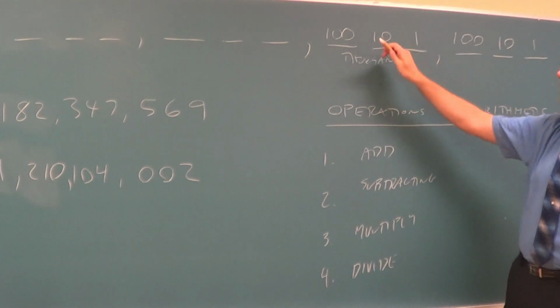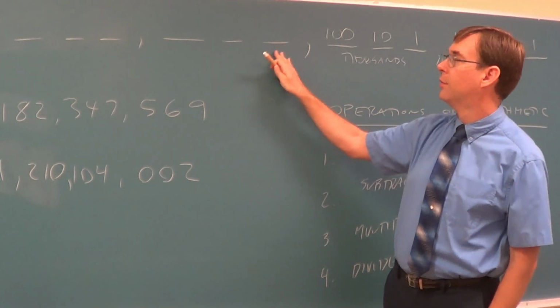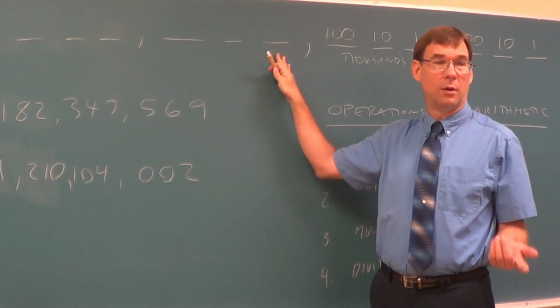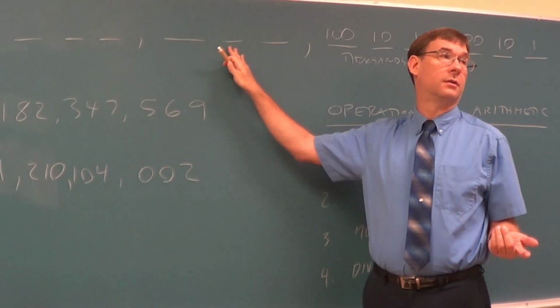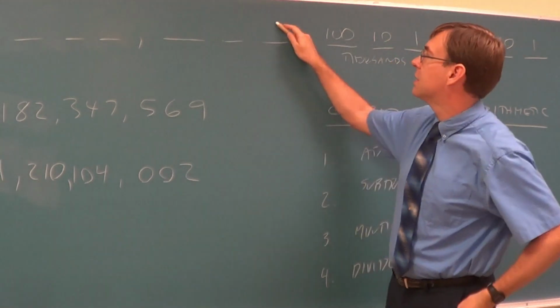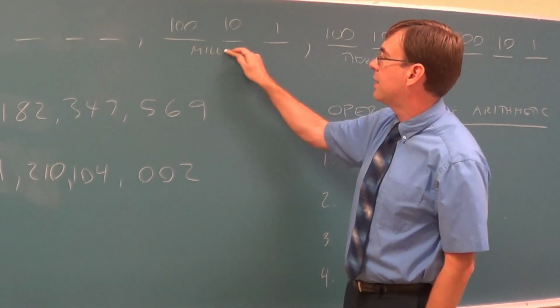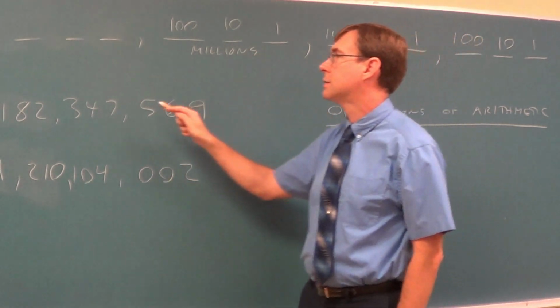So ones, tens, hundreds, but that's the thousands family. When we get up into the next group, who is this? 1 million, then there's 10 million, then there's 100 million. So we see that pattern continue. There's ones, tens, hundreds again, but the next family up is the millions place.